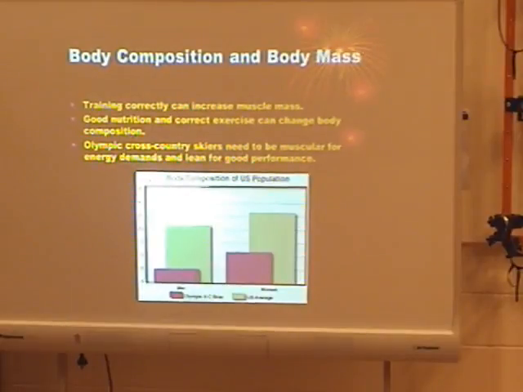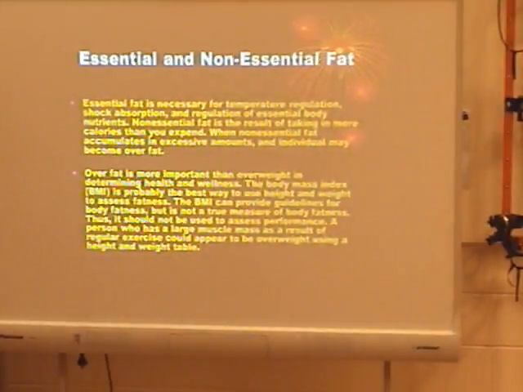Now, training correctly can increase your muscle mass. So good nutrition and correct exercise can really change your body composition. This is why it's important to know about these different things. You can then try to use these as tools to motivate athletes to get them to a different type of body to match the type they want to be. And in general, you only want essential fat, not non-essential fat.